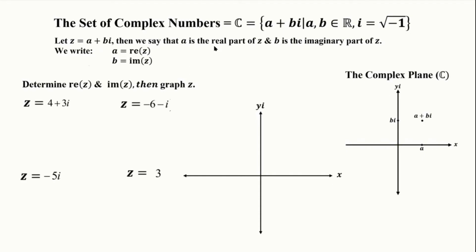Then we say that a is called the real part of z and b is called the imaginary part of z. Notice just the b without the i, right? So a is the real part of z, we write it like this, Re of z. b is the imaginary part of z, which we write as Im of z. Now, let's say we look at a few complex numbers and determine the real part and the imaginary part and then graph it, okay?